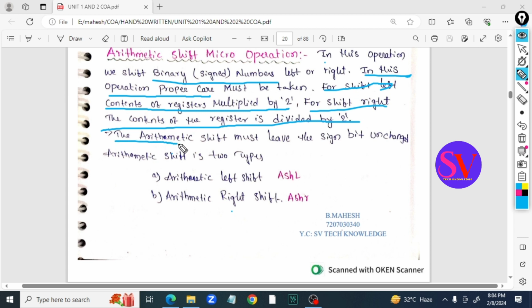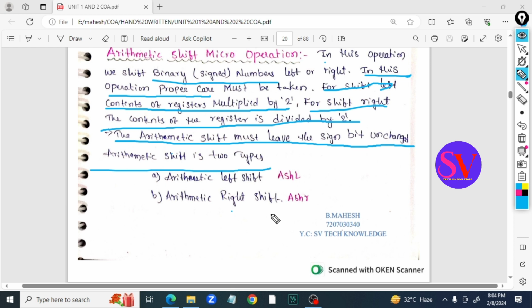So the arithmetic shift must leave the sign bit unchanged. Arithmetic shift is of two types. Simply, if you remember one condition, you can write about arithmetic shift: before the operation and after the operation the sign bit must not change. Okay, before the operation and after the operation the sign bit should be the same.